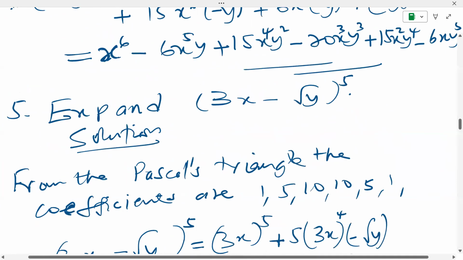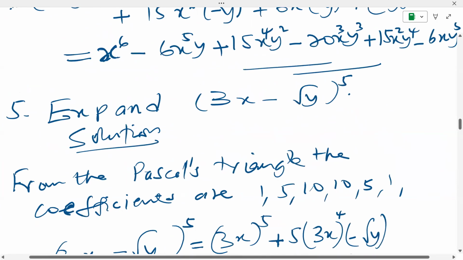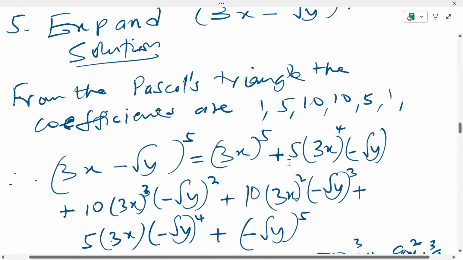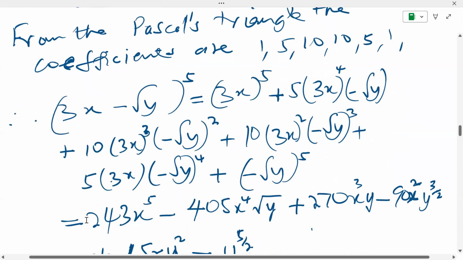I want to look at example 5. Expand (3x − square root y) all raised to the power 5. So from Pascal's triangle again, the coefficients are 1, 5, 10, 10, 5, 1. So we go through the motions. So (3x) all raised to the power 5, 5 into (3x) raised to the power 4 times (minus root y), 10 times (3x) all raised to the power 3 times (minus root y) raised to the power 2, plus 10 times (3x) squared times (minus root y) cubed, and then plus 5 times 3x times negative root y raised to the power 4, plus negative root y raised to the power 5.